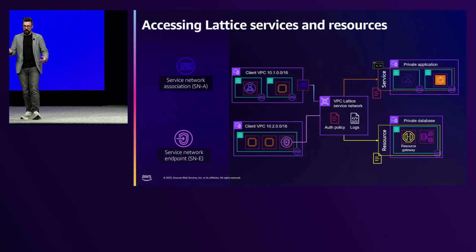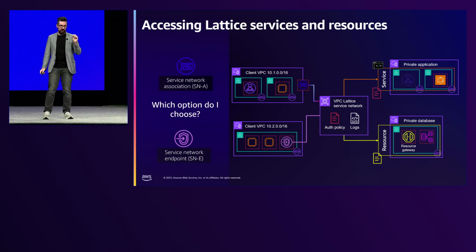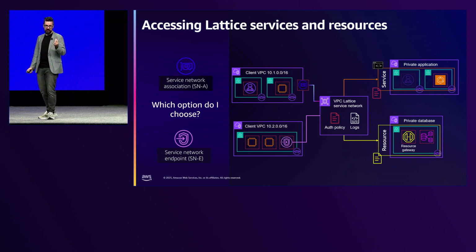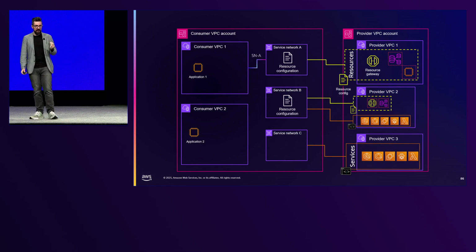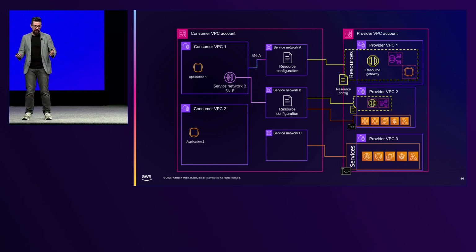So at this point, we have these two options. Which one do you choose? There's some specific use cases where you would want to use endpoints instead of the service network association. Because with the service network association, I can only have one per VPC. So if I needed to access multiple service networks, I won't be able to do that with the service network association.